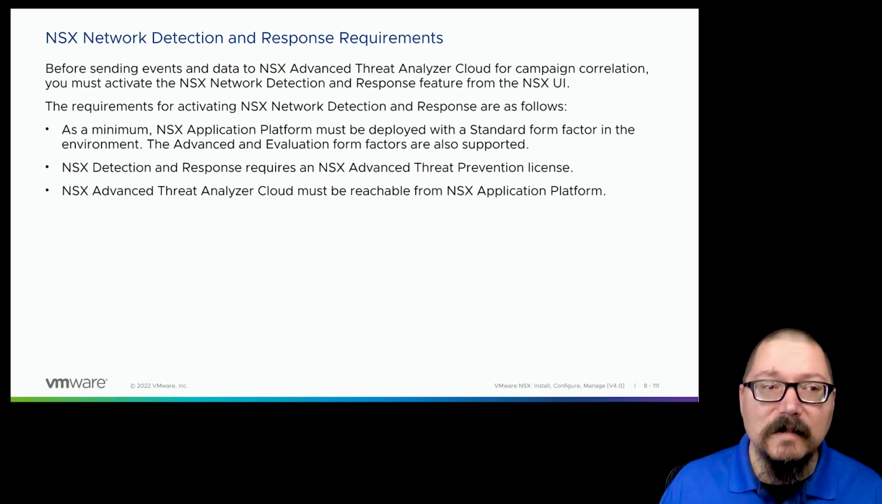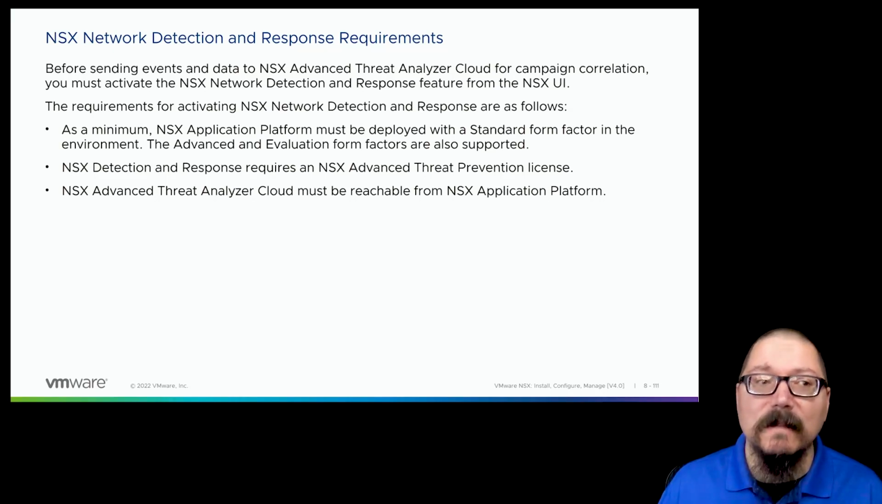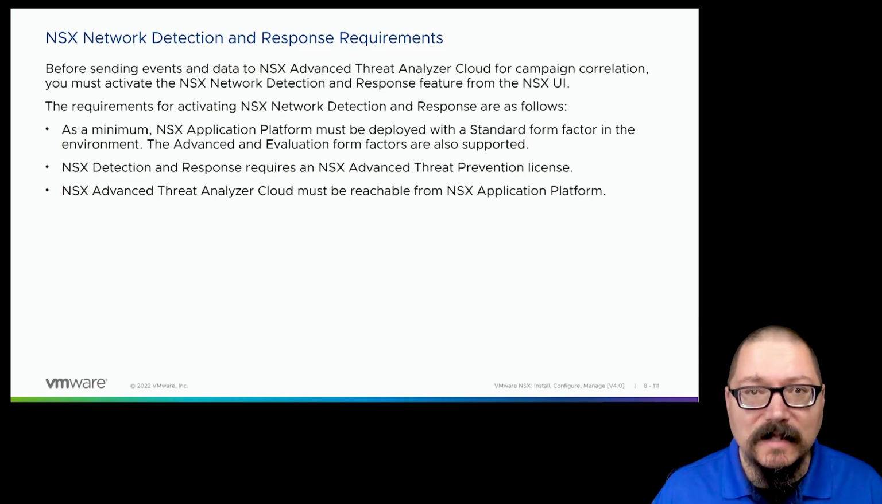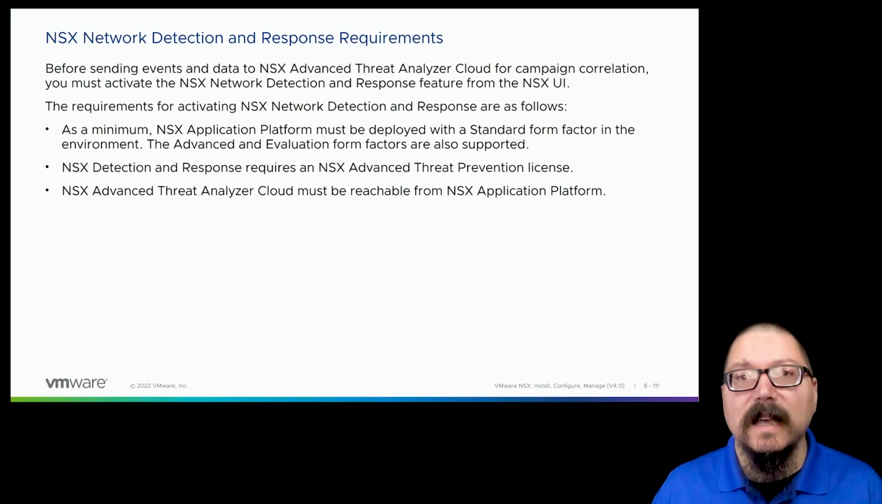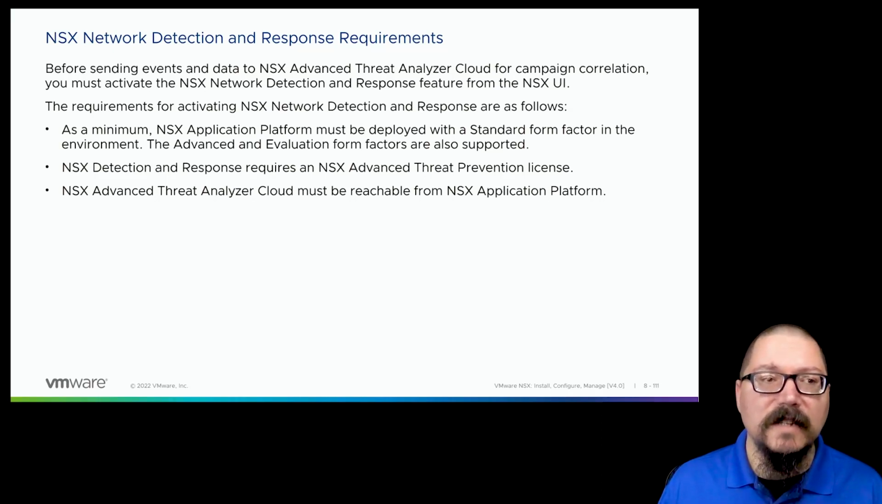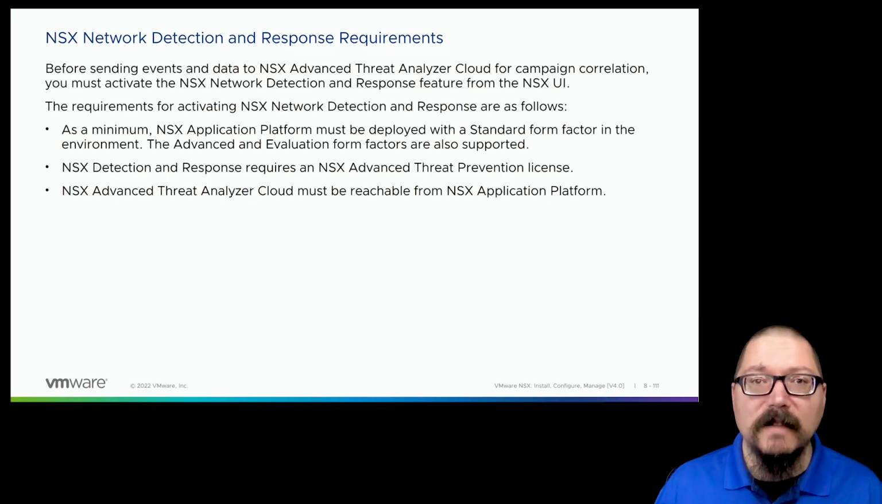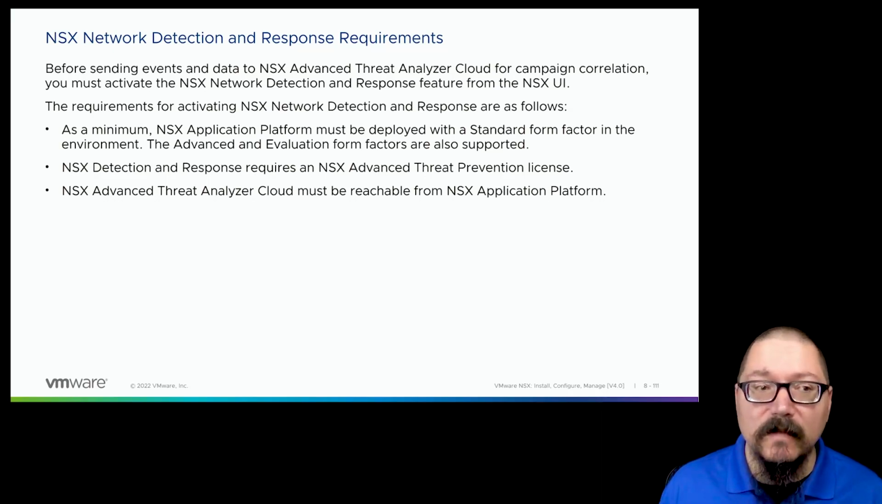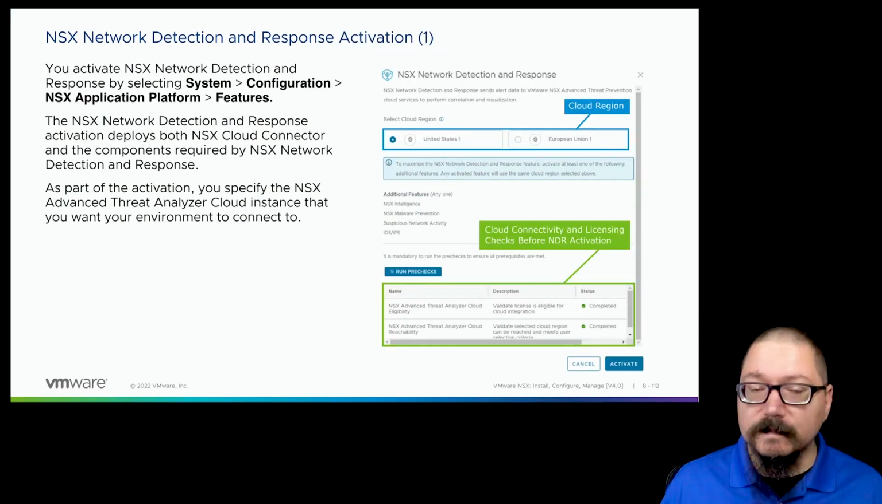So I need application platform. It has to be at least standard. It might even be advanced. I need an appropriate advanced threat prevention license. So this is a specifically licensed feature. My threat analyzer cloud has to be reachable from application platform, just like we talked about in malware prevention. And then I need to turn this on.